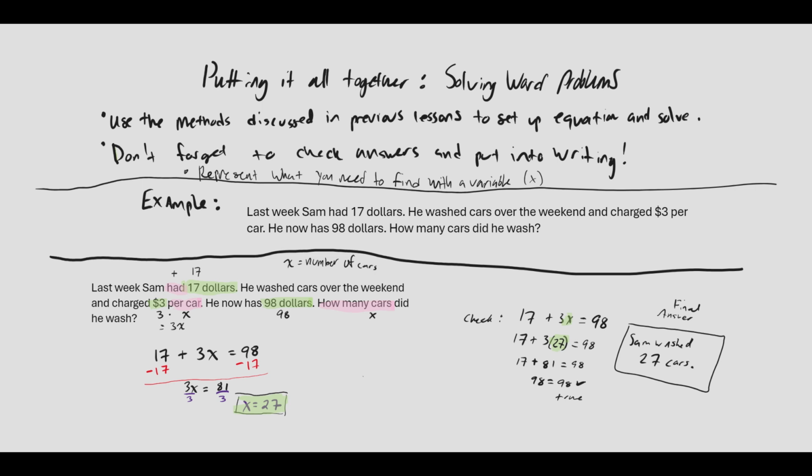I can then check my answer. I plug in 27 for x, so 17 plus 3x becomes 17 plus 3 times 27 equals 98. 3 times 27 is 81. I get 17 plus 81 equals 98, and I'll get 98 equals 98, which is a true statement. And in my final answer, I can write it out as Sam washed 27 cars.